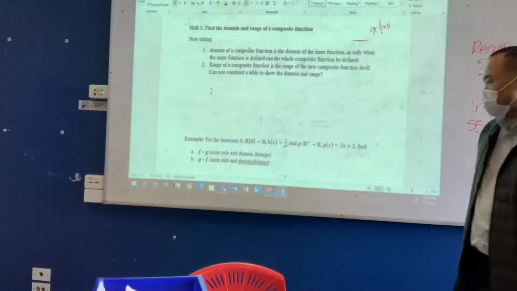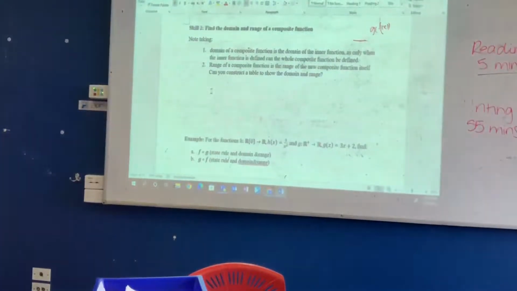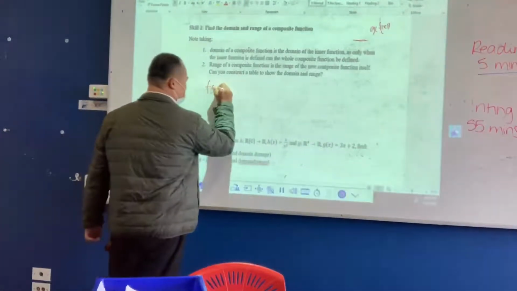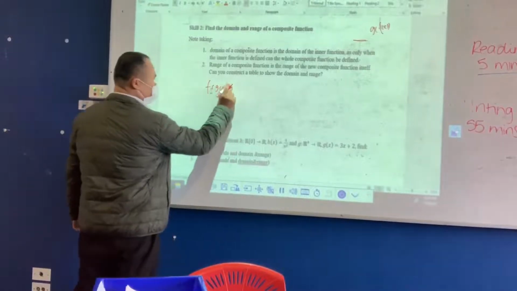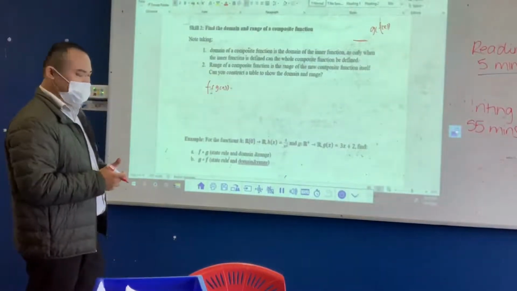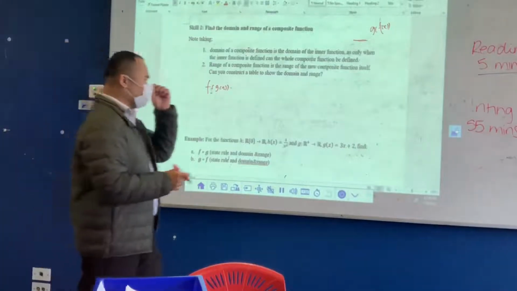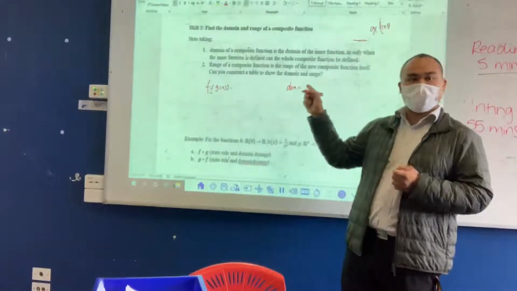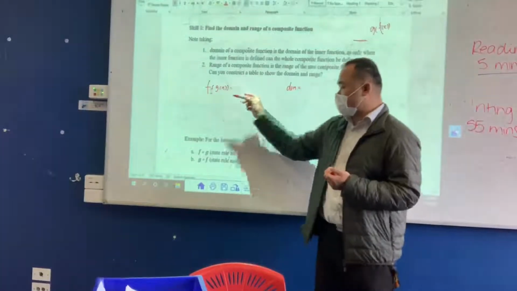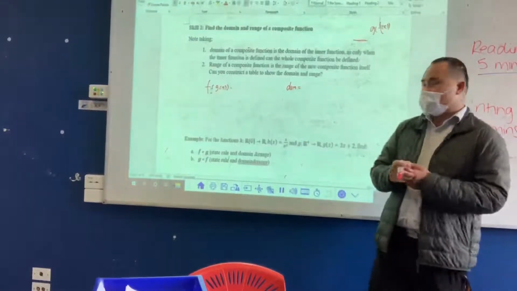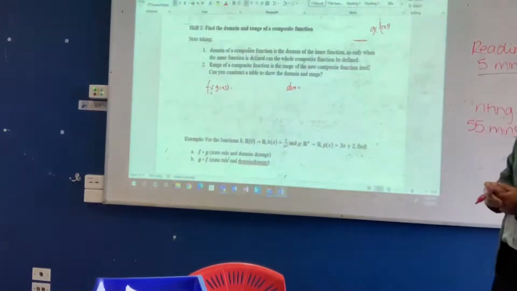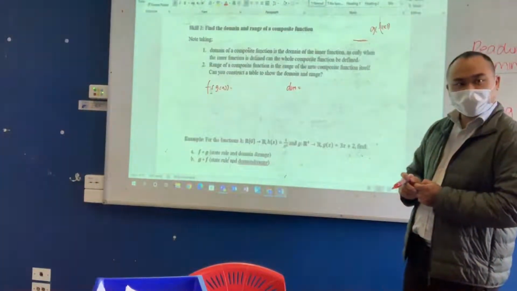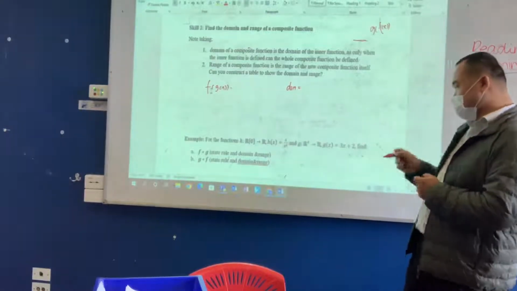Let's have a look at the examples here. I want to find f with g, which means f(g(x)). I want to find the domain and range. First of all, the domain of the composite function is equal to the domain of the inner function. Mira, which one is the inner function, g(x) or f(x)? g(x). So it already tells you the domain for g(x), right? What is the domain for g(x)? Read the question.